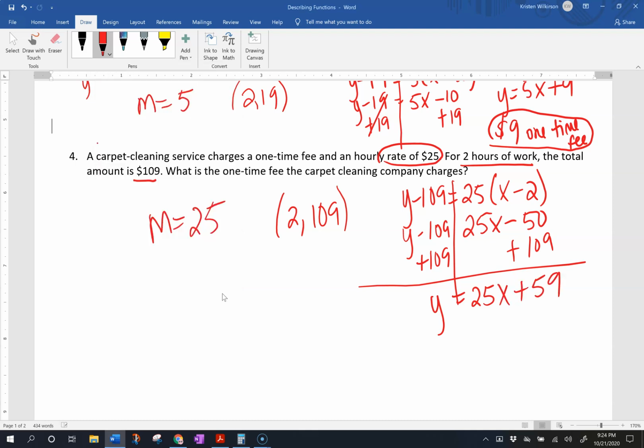Okay, so the one-time fee is $59. Okay, so don't be like me, put your slope in the right spot.